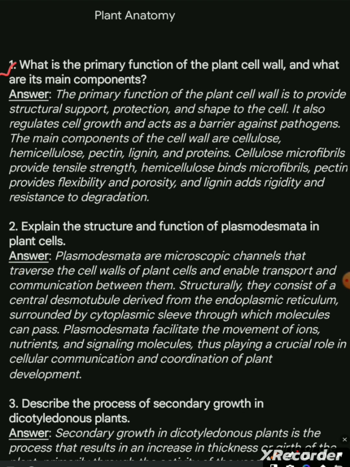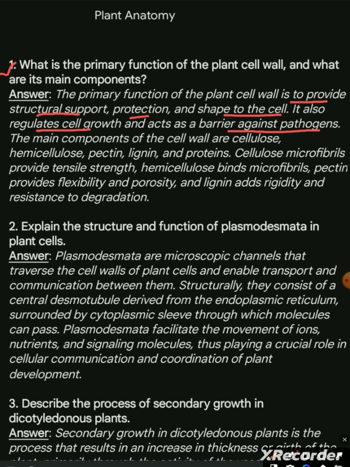Question 1. What is the primary function of the plant cell wall and what are its main components? Answer. The primary function of the plant cell wall is to provide structural support, protection and shape to the cell. It also regulates cell growth and acts as a barrier against pathogens.